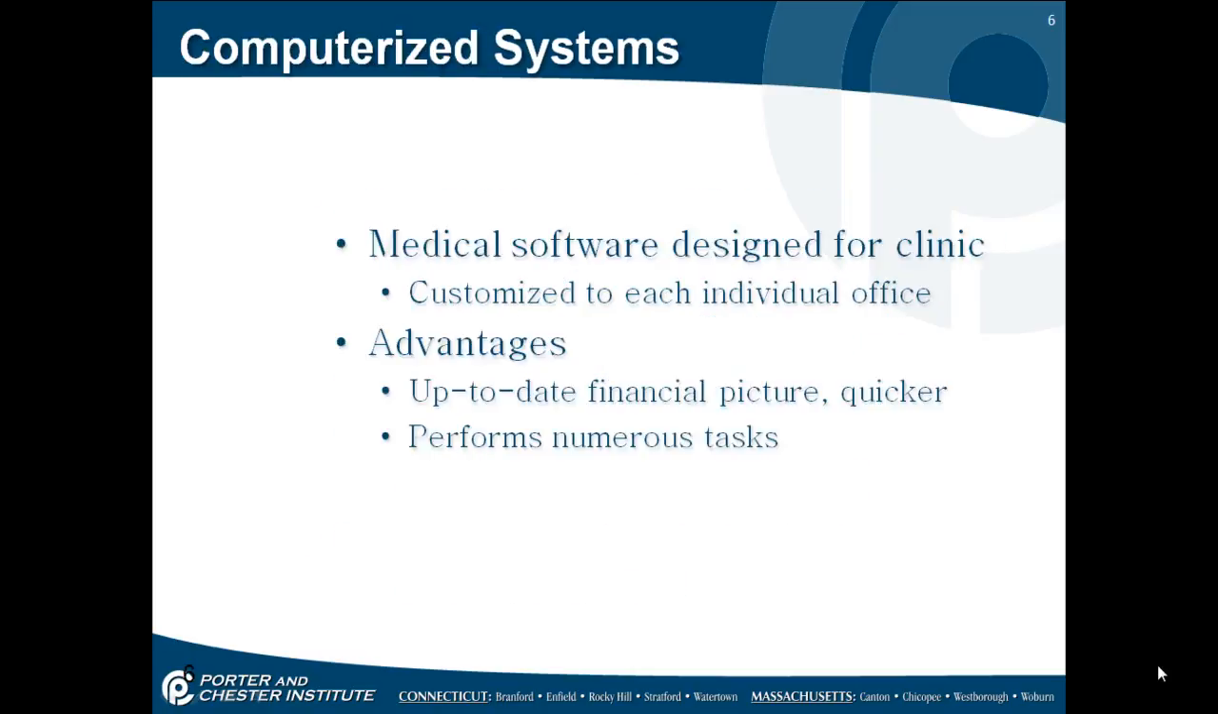Computerized systems. Medical software is designed for clinics. It's customized to each individual office. Advantages: it keeps up-to-date financial pictures, it's quicker, and it can perform numerous tasks.